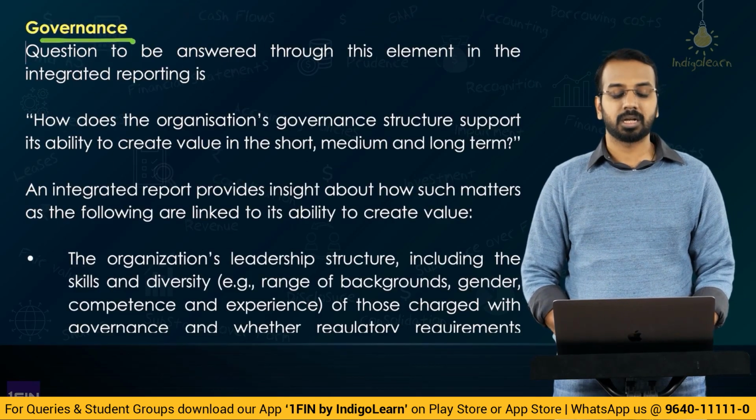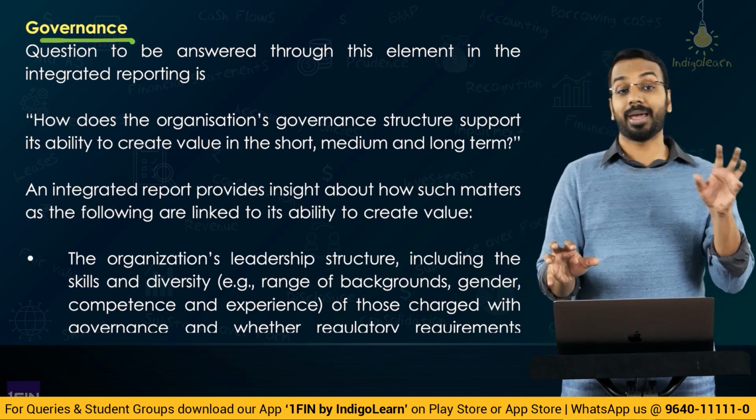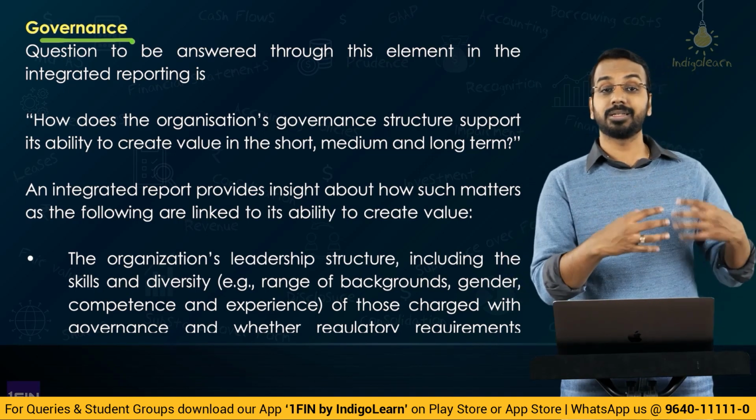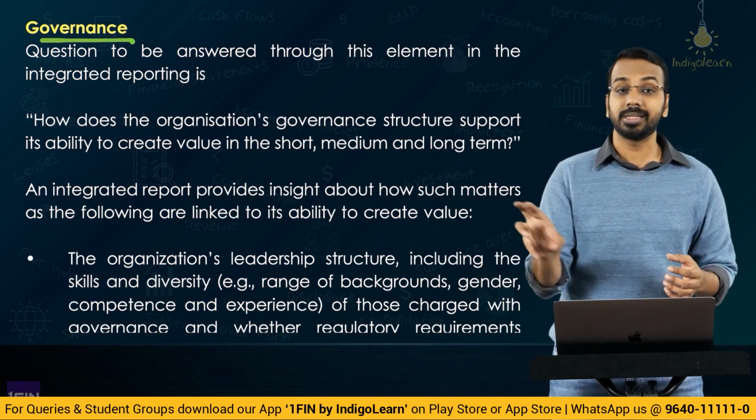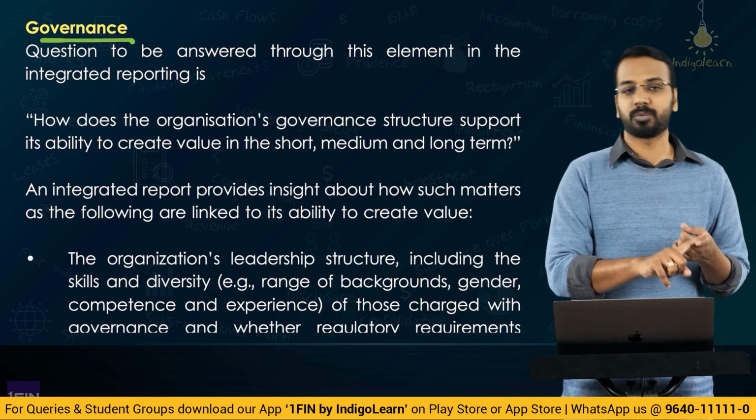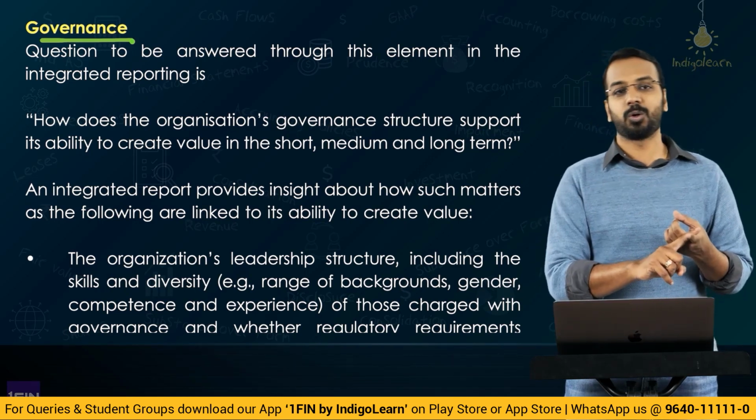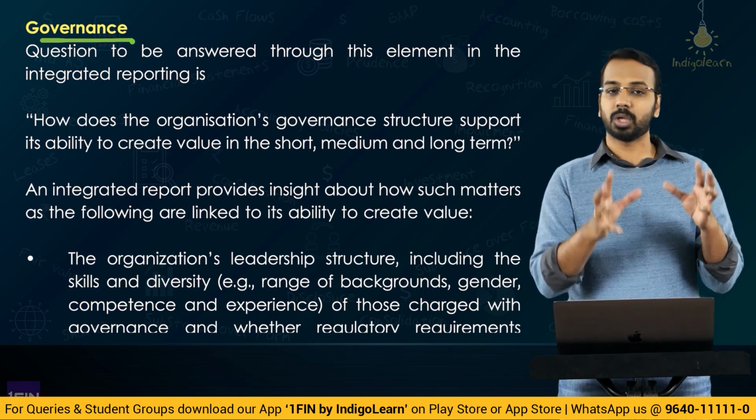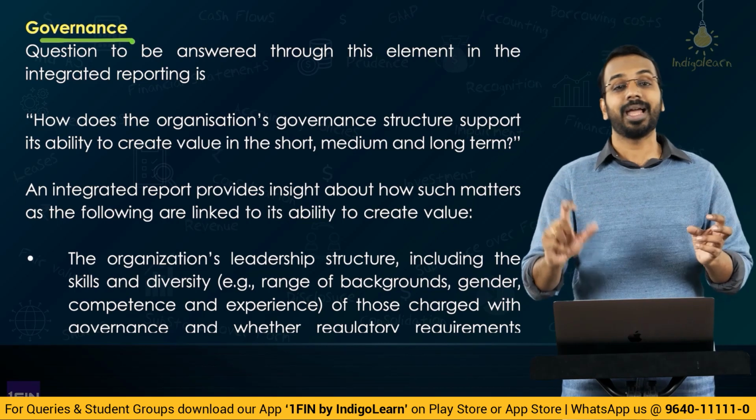The second element is governance. Now please understand, there is something called governance, there is something called management, right? Management is responsible for achieving the objectives and goals. Governance is responsible for overseeing the management, whether management is doing its work properly or not, whether the strategy is being achieved or not, whether ethics is being followed or not, laws and regulation compliance, all of that is taken care of by governance. So you have something called management and those charged with governance.